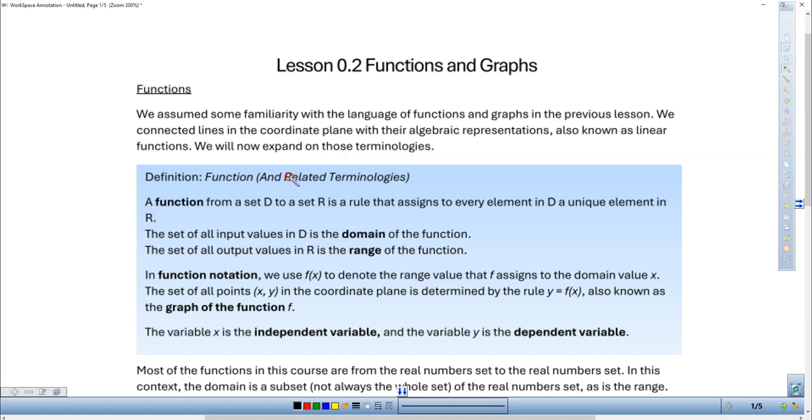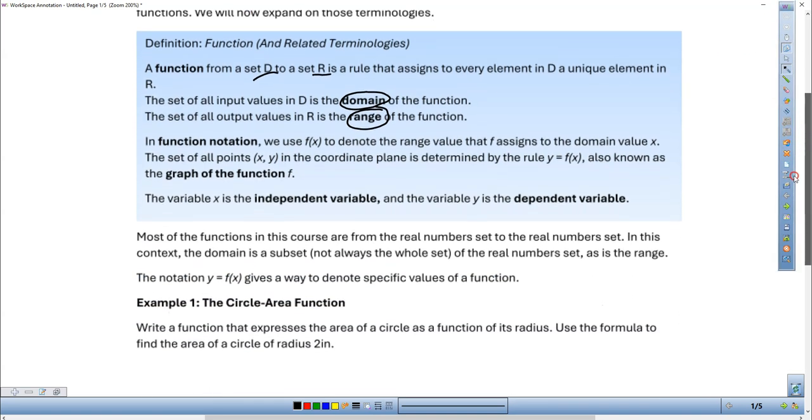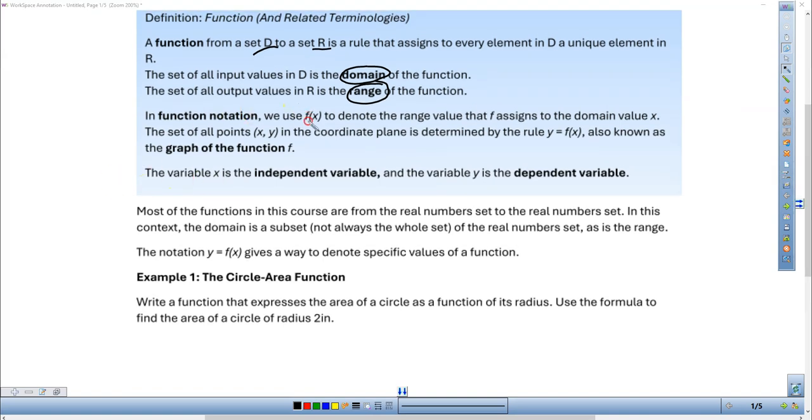The first thing, of course, is that when we start talking about a function, it is a rule from set D to set R that's going to assign every element in D to a unique element in R. You probably already know that D is referring to the domain of a function, and R is referring to the range of a function. Now, in function notation, we are going to use not y equals, but f of x. And that's going to denote the range value of a function that is assigned to that domain value x.